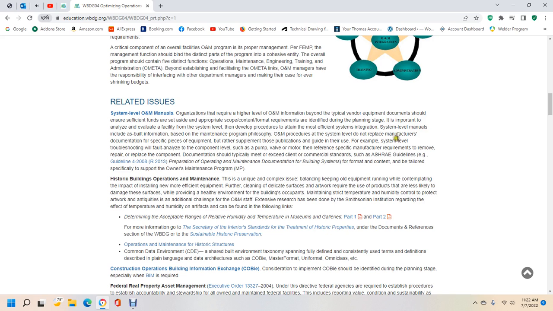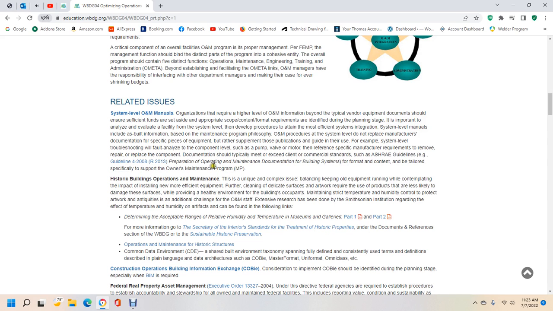The system level documents do not replace manufacturer documentation for specific pieces of equipment, but rather supplement those publications and guide their use. For example, system level troubleshooting and fault analysis down to the component level, such as a pump, valve, or motor, reference specifically the manufacturer requirements to remove, repair, or replace the component. Augmentation should particularly exceed commercial standards such as the ASHRAE guideline for preparation of operation and maintenance documentation for building systems. Format and content should be tailored specifically to support the owner's maintenance program.